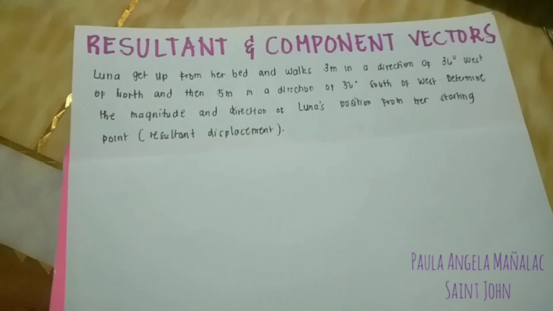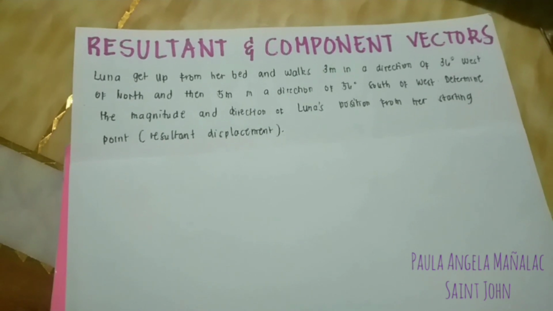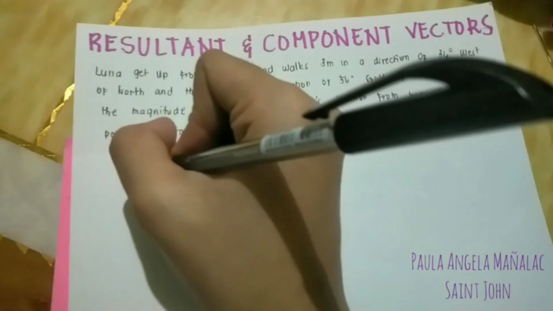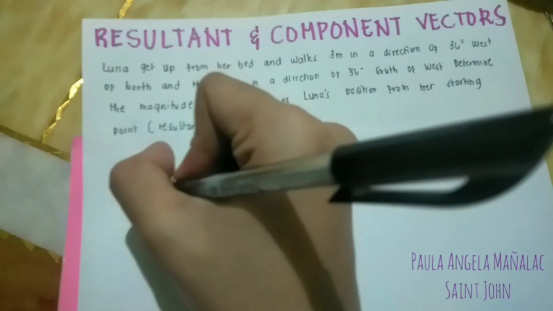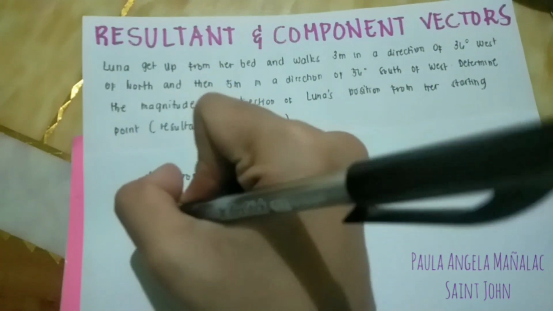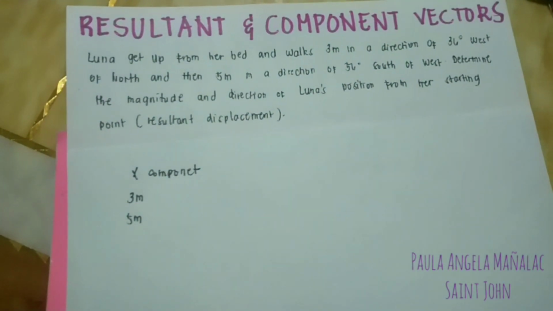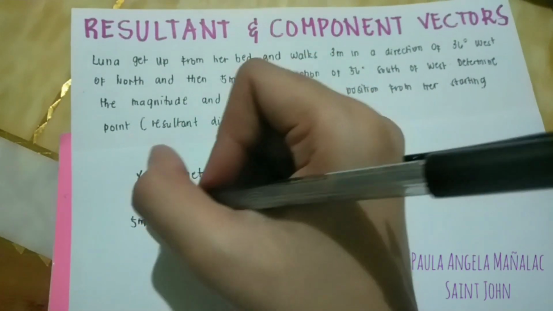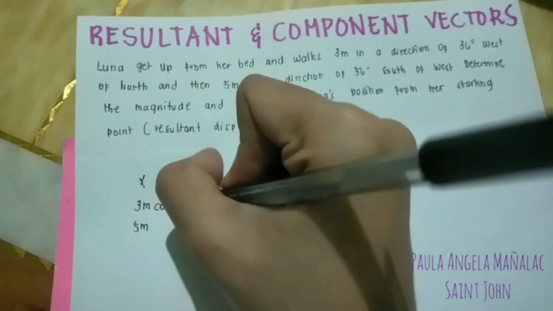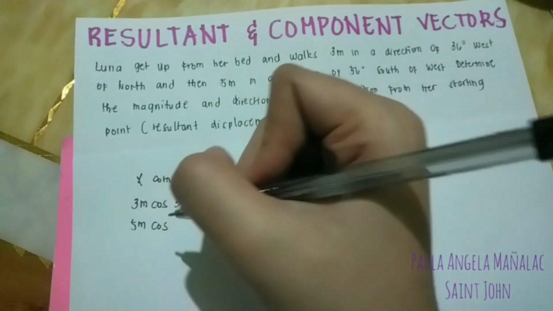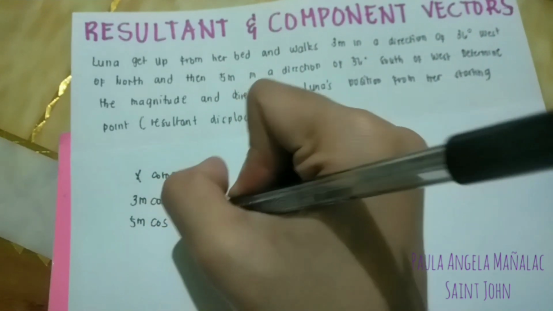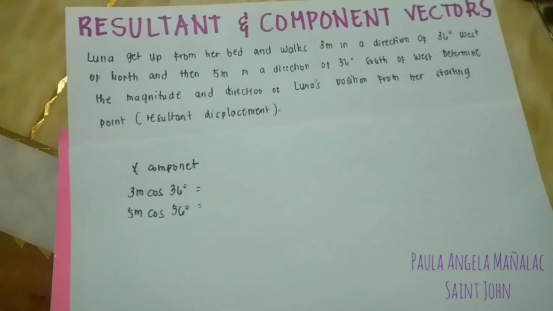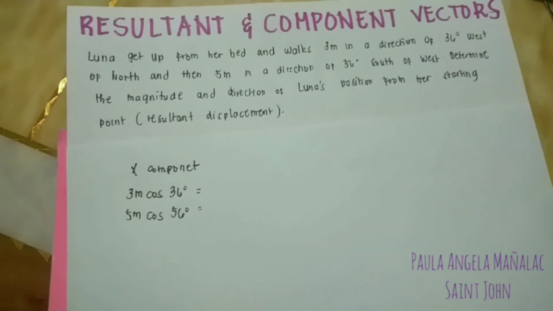In order to solve for the resultant vector, let's first find the components, which are the vertical and horizontal components of the displacement. So for the horizontal component, just gather the given values, which is the 3 meters and 5 meters. So for the x component, let's use the function cosine. Cosine, then put the angle of 3 meters, which is 36 degrees. Then for 5 meters, cosine and its angle 56 degrees. Then just simply type this in your calculator and you will get the value.